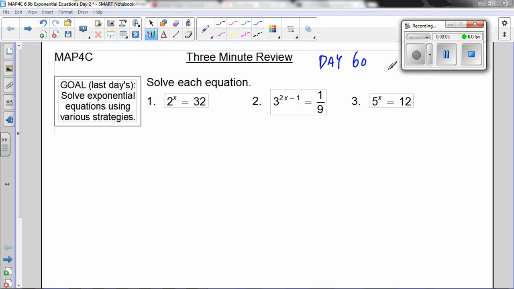All right, day 60. This is day 2 of our exponential equations. And the goal for today's 3-minute review is to solve exponential equations using various strategies.